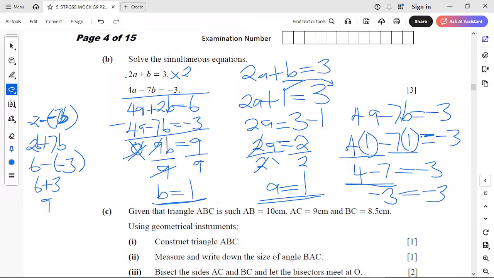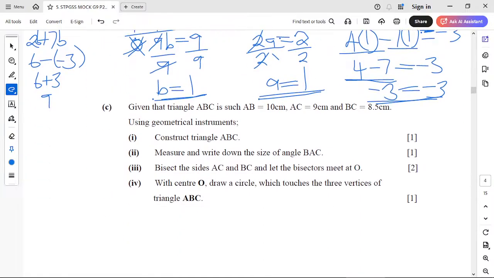Now, if both numbers on the right side and the left side are the same, then the answer is correct. So basically, that's how you prove your answer. Okay, so if you have got questions, I'm here to also answer them.